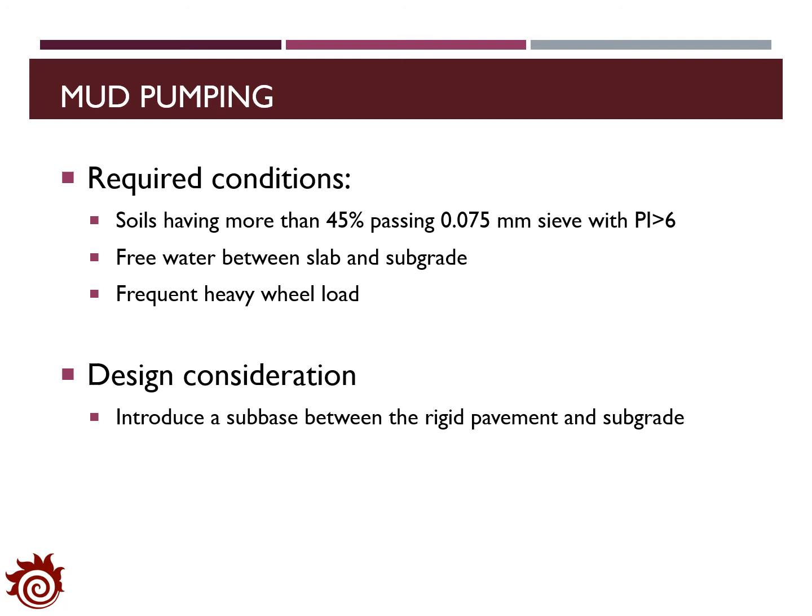First, the soil should have more than 45% passing the 0.075 mm sieve, that is the number 200 sieve, with a plasticity index higher than 6. And also we should observe some free water between the slab and the subgrade. The mud pumping will usually happen with a very frequent and heavy traffic load. For the design of the rigid pavement to prevent mud pumping, we need to introduce a subbase layer between the rigid pavement and the subgrade, especially a granular subbase layer.